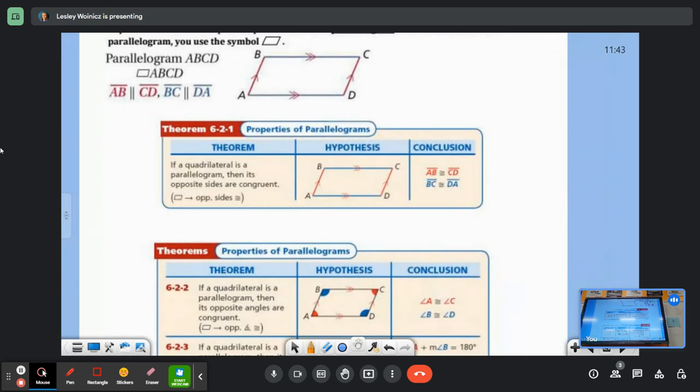We have a theorem that says if a quadrilateral is a parallelogram, then its opposite sides are congruent. So we know that this is a parallelogram because we already have opposite sides parallel. So if we have opposite sides parallel, then we can conclude that those opposite sides are also congruent. This is really powerful. We kind of guessed at this before, but we didn't know that it was true.